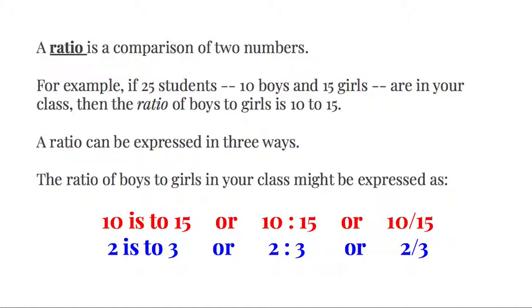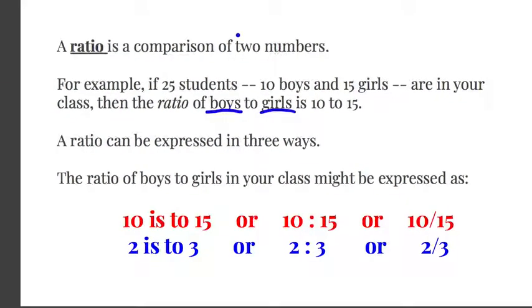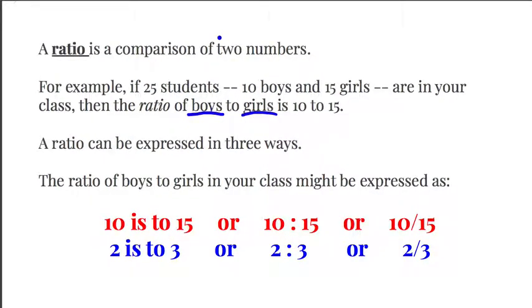Basically, a ratio is a comparison between two numbers or two values. For example, if there are 25 students, 10 boys and 15 girls, the ratio of boys to girls is 10 to 15. Please, as I told you in class, make sure that you read this carefully, because most of the time we just do things blindly, and when that happens, careless mistakes happen.